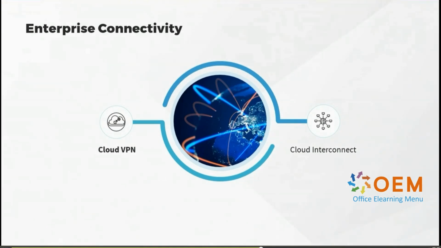The VPN in Cloud VPN has the usual full form. It stands for Virtual Private Network. So Cloud VPN is a service that allows us to create a secure and encrypted connection over a less secure network such as the public internet. This way, users can send and receive data as if their devices were directly connected to a private network.